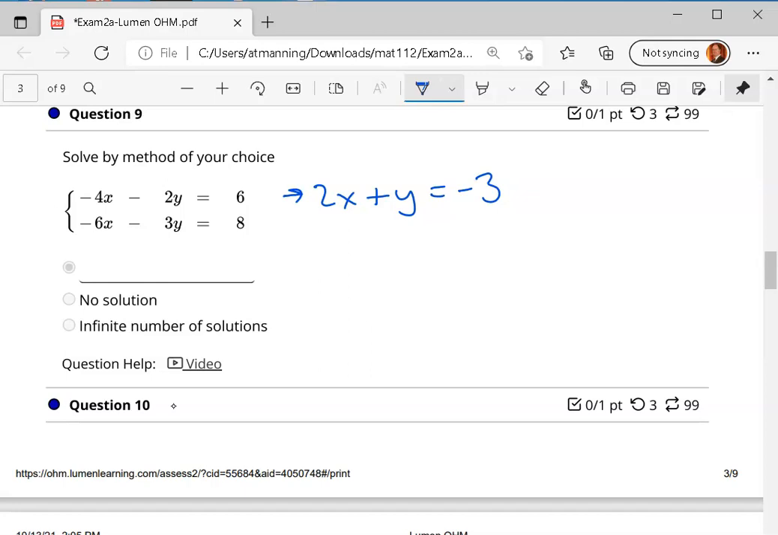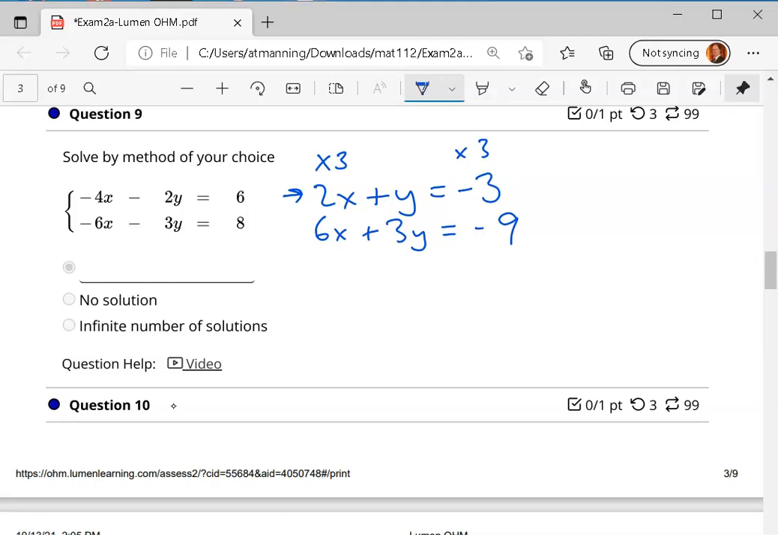Well, let's see here. I've got a 2x up here, negative 6x here. I've got a y here and a negative 3y here. Well, how about we multiply this guy by 3 on both sides. What do I get? I get 6x plus 3y equals negative 9. Why did I multiply by 3? Because when I multiply that by 3, I get 6 x's that when I add it to this equation, they'll cancel out. Oh, and the 3 y's cancel out.